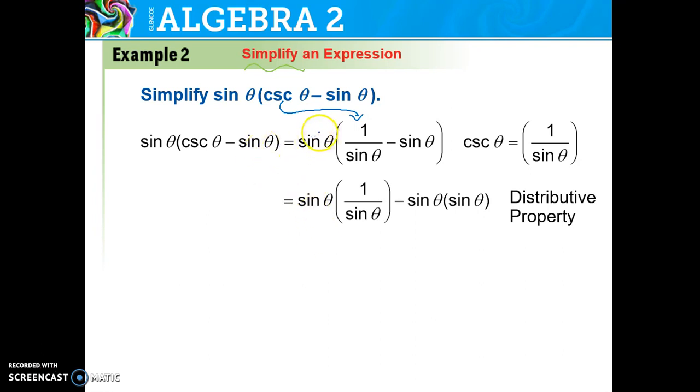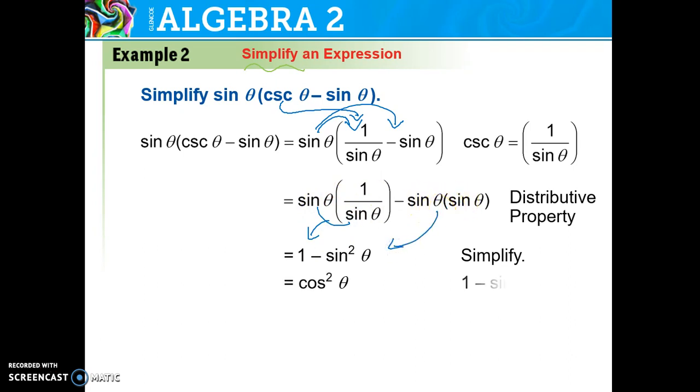So what they're doing here is distributing the sine of theta to each term. Sine of theta over sine of theta is 1, so this term simplifies to 1. Then I have sine times sine, which is sine squared. And then this, you always look back at your identities chart to see if you can simplify. I know that cosine squared plus sine squared equals 1. So when I rearrange that identity, I get 1 minus the sine squared of theta equals cosine squared of theta.